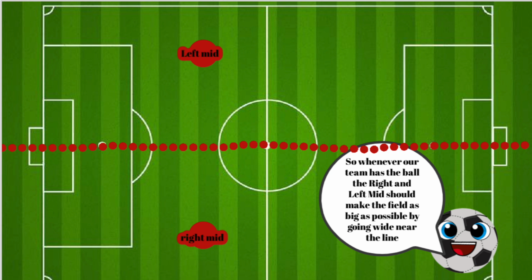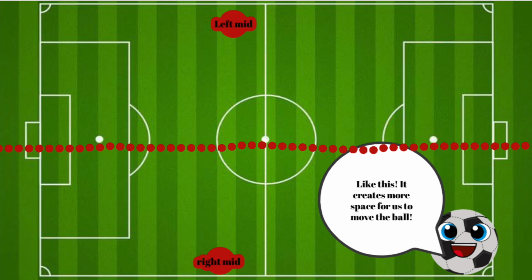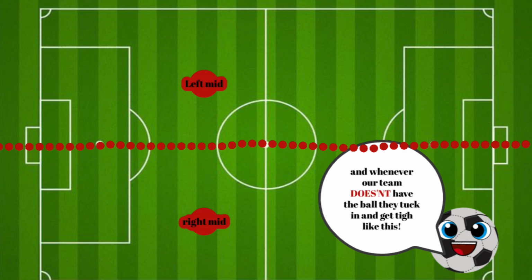But whenever our team has the ball, the right and left mid should make the field as big as possible by going wide near the line. Like this. It creates more space for us to move the ball. And whenever our team doesn't have the ball, they tuck in and get tight, like this.